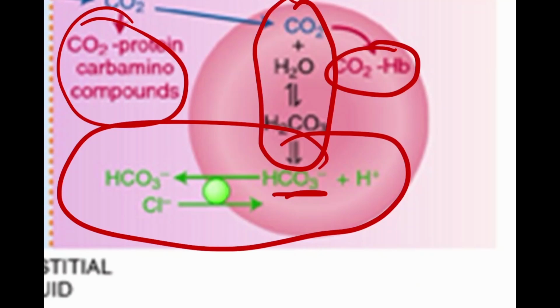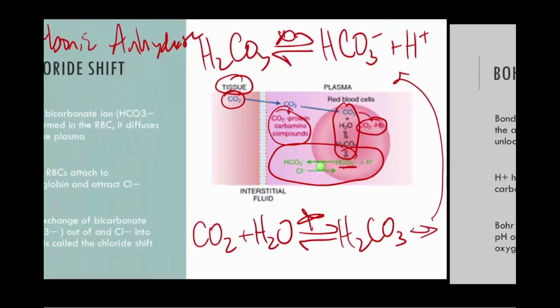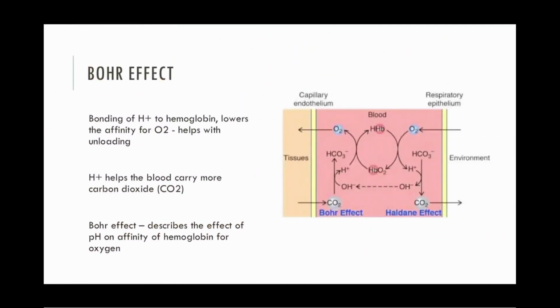So that carbonic anhydrase turns that CO2 and water to a bicarb and a hydrogen ion. The chloride shift takes that bicarb out, dumps it into the plasma, and chloride goes into the cell. This is called the chloride shift. It happens at the tissues. This is how you turn carbon dioxide into bicarbonate that can now move throughout the system. So that's the chloride shift.